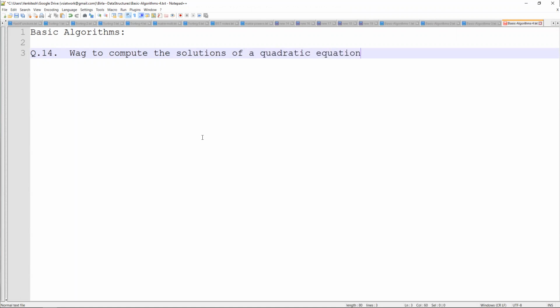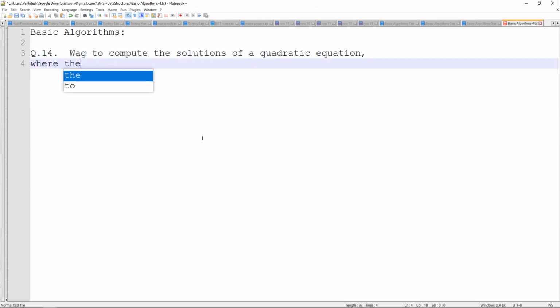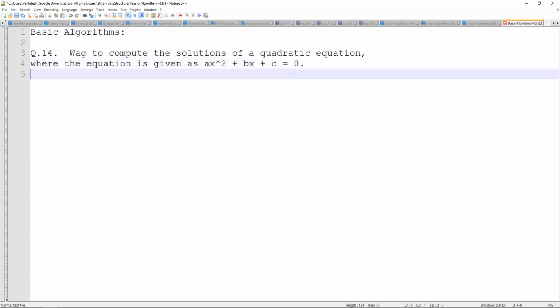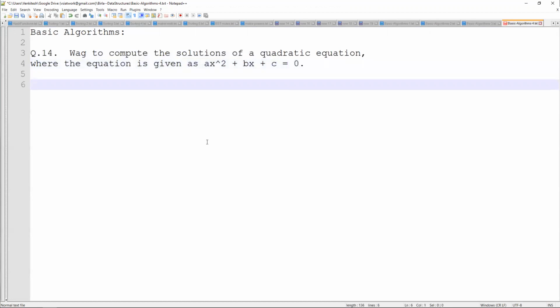Okay, solutions of a quadratic equation. But you need to specify how it is mentioned, right? Because depending on the type, the algorithm might change a little bit. So where the equation is given as ax squared plus bx plus c equal to 0. Okay, this is the format in which the equation is to be taken. It is to be input. All right.